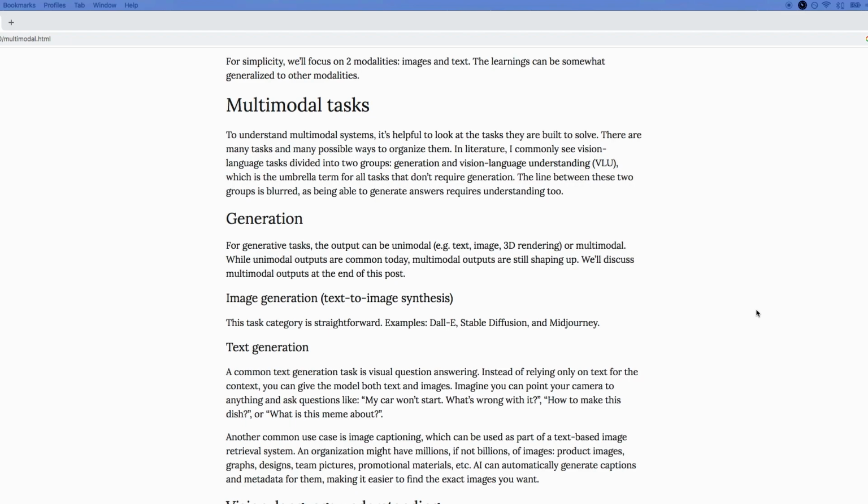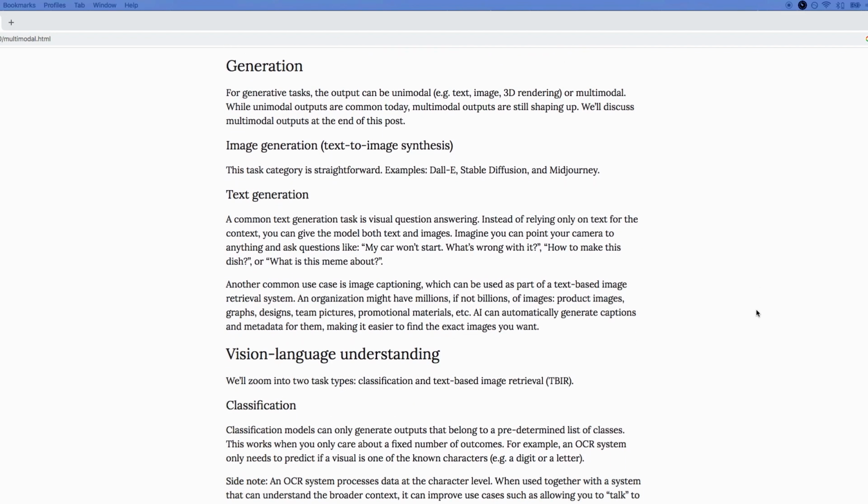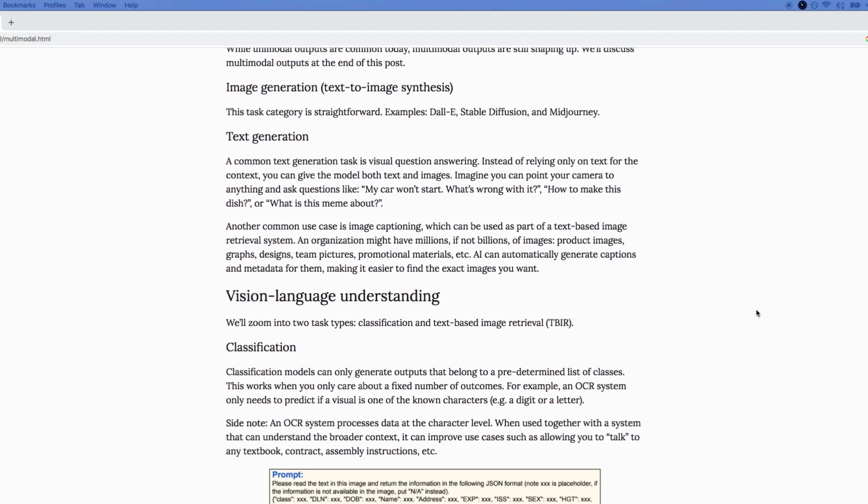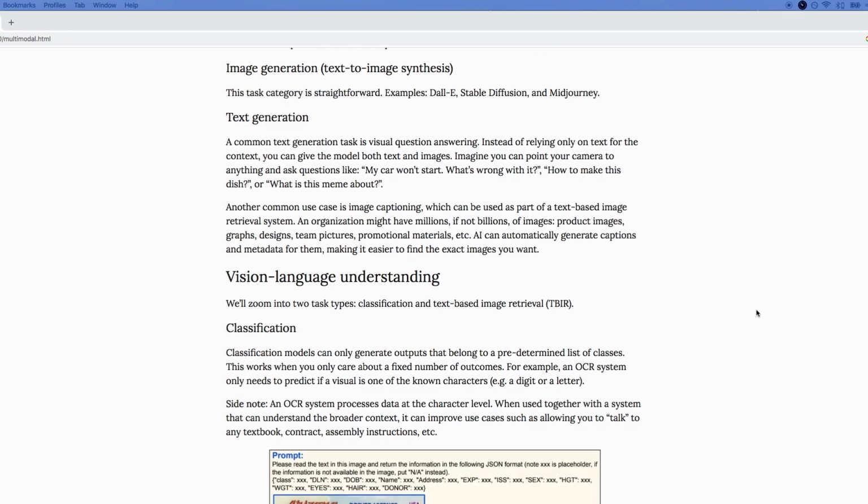Generation. For generative tasks, the output can be unimodal, for example text, image, 3D rendering, or multimodal. While unimodal outputs are common today, multimodal outputs are still shaping up. We'll discuss multimodal outputs at the end of this post. Image generation, text-to-image synthesis. This task category is straightforward. Examples: DALL-E, Stable Diffusion, and Midjourney. Text generation. A common text generation task is visual question answering.